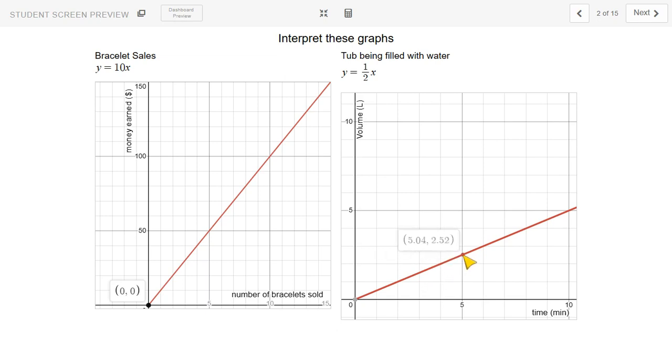5 minutes, we have 2.5. 6, we're at 3 liters. 7, 3.5, and it keeps going per minute at a half liter increase.